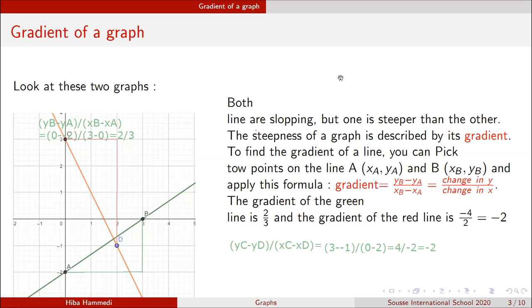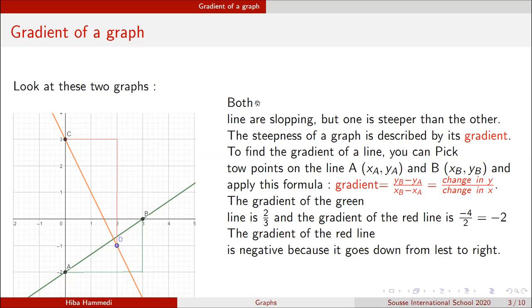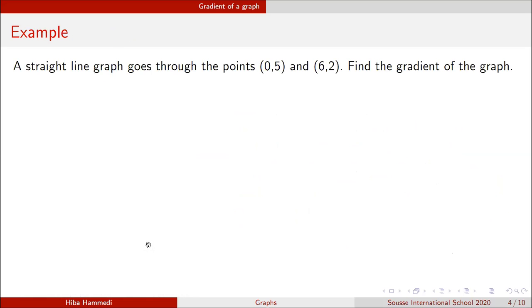So, okay, let's carry on. All right, so you just need to put in mind that if the gradient is negative, you expect a line like that going down. And if you have a positive gradient, you expect a line going up like that. All right, so imagine, I will take another example here. Imagine I have a straight line graph that goes through the points 0, 5 and 6, 2. They gave you the coordinates here, and they ask you to find the gradient for the graph.